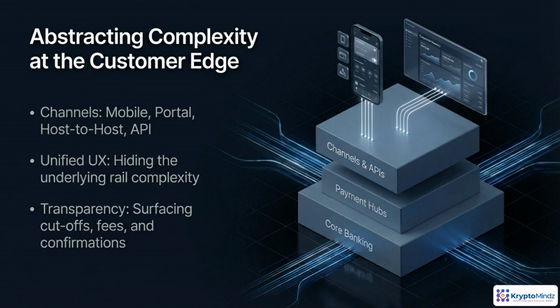Adding new payment rails shouldn't make your customer edge more complicated. Every channel your clients use, mobile app, corporate portal, host-to-host, or API, should feel like a single facade sitting over many rails. A strong payment hub hides that complexity, so product teams can swap or add rails without breaking the experience. At the same time, you expose only what customers care about: clear cutoff times, fees, FX expectations, and confirmation status, ideally in real time.